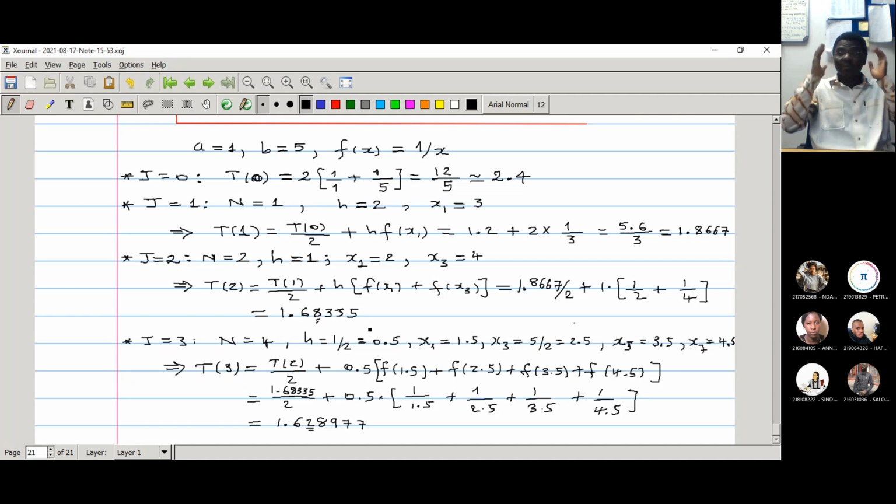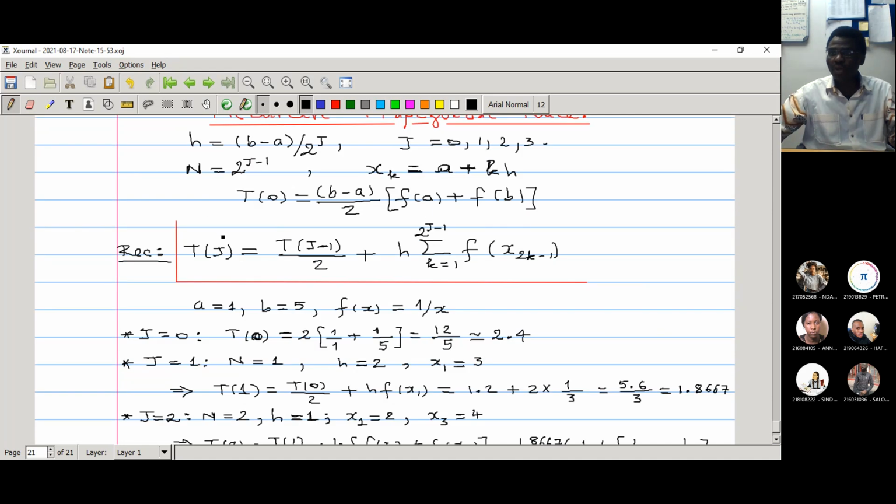Okay, thank you so much. I hope you understood the procedure. The most important thing here for you, the take home at this stage, is to understand how to use this recursive formula. The first thing to notice is that this h will be changing and the number of points that we will be evaluating will be changing also. And each time we will need a previous value that will be halving each time, and we'll be adding this extra term.